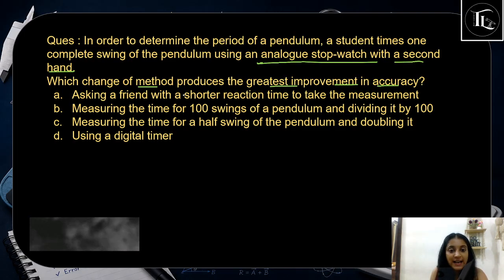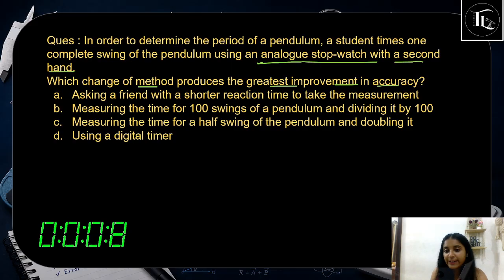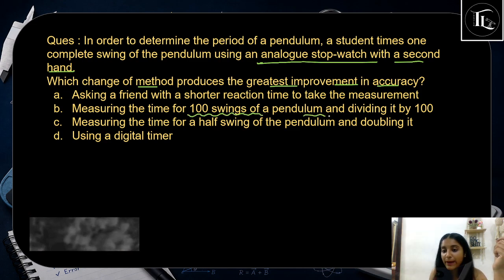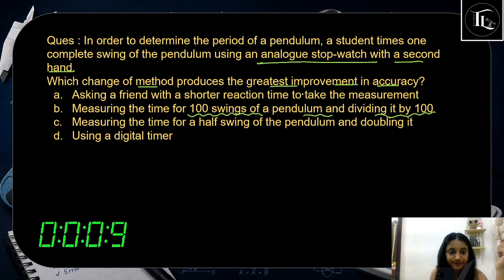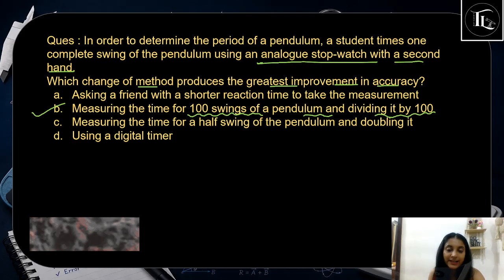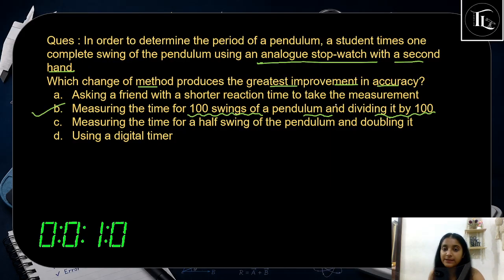Okay, first is asking a friend with shorter reaction time to take the measurement. Okay, this will improve the accuracy, but not that much. Measuring the time for 100 swings of a pendulum, dividing it by 100. Yes, option B is correct here. It's always preferred to take more readings. That will reduce the error immensely.